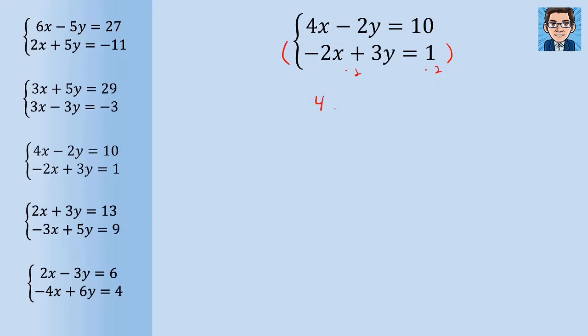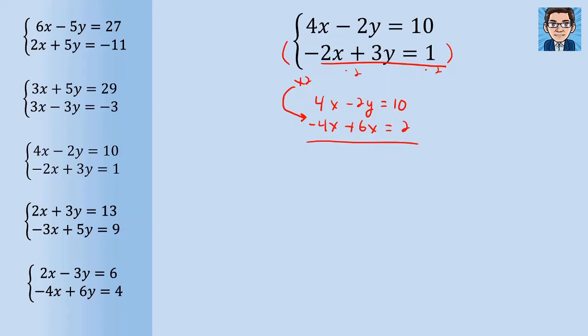So our first equation we're going to leave the same. We're going to take the second equation and multiply everything through by 2. Basically multiply both sides of the equation by 2. And we're going to get negative 4x plus 6y equals 2. And that's from taking this equation, multiplying it by 2, and we get this equation. Now we're set up to do elimination.